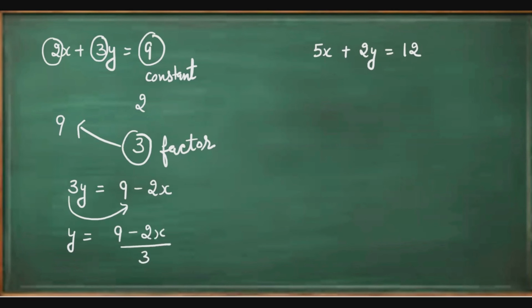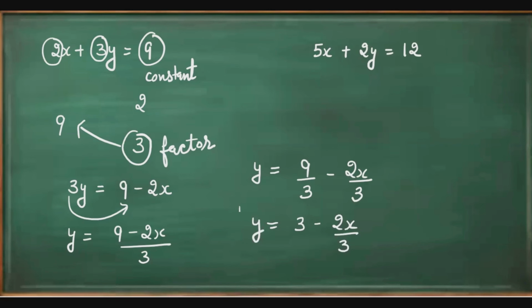Now we have to split the equation. So we'll get y is equals to 9 over 3 minus 2x over 3. So 9 over 3 we can simplify. We'll get 3 minus 2x over 3. Now, after this, we have to make a table where we will consider the values of x and then we will calculate the values of y. So let's start with the table part.